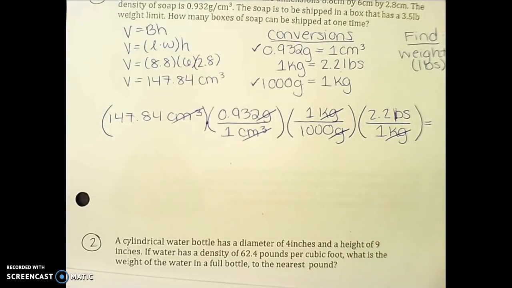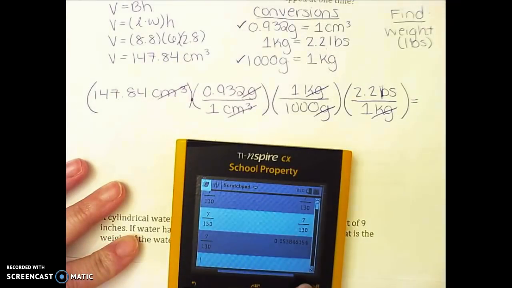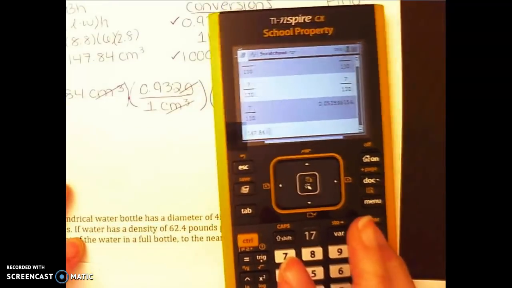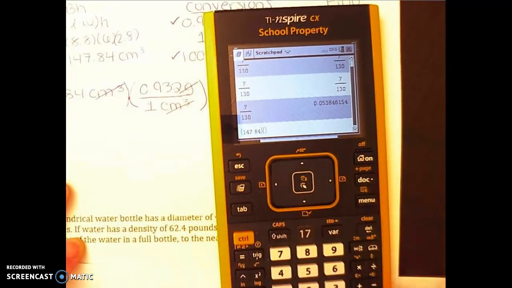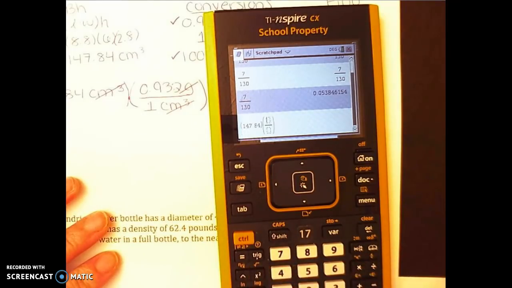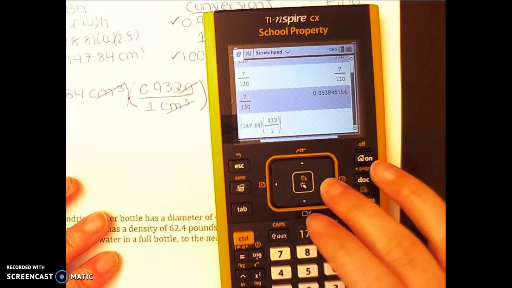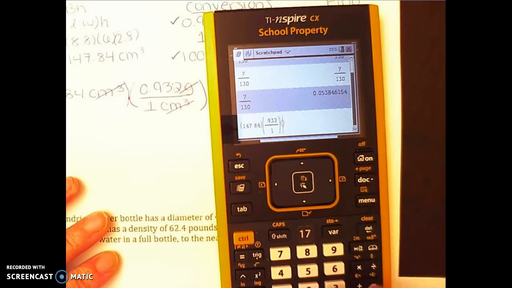So to type this in your calculator, the easiest thing is to type it just the way you see it on your paper with the parentheses. So for the first number, I have 147.84. I'm going to open my next set of parentheses. And this one, I have a fraction. So I'm going to go ahead and do control divide. And I have 0.932 over 1. Okay. I'm going to set up my next set of parentheses.